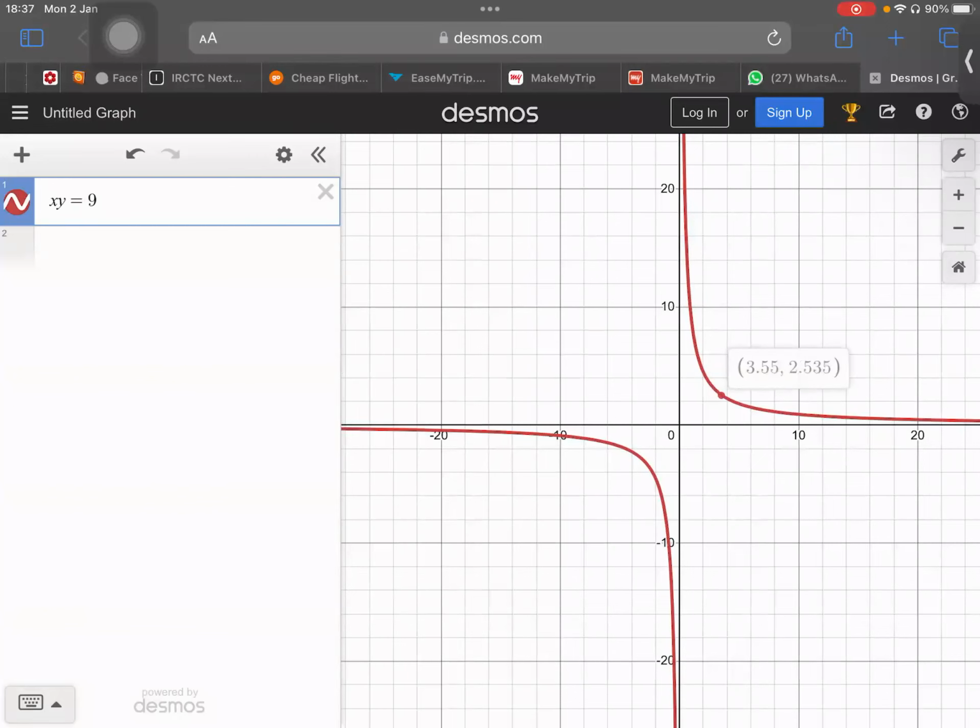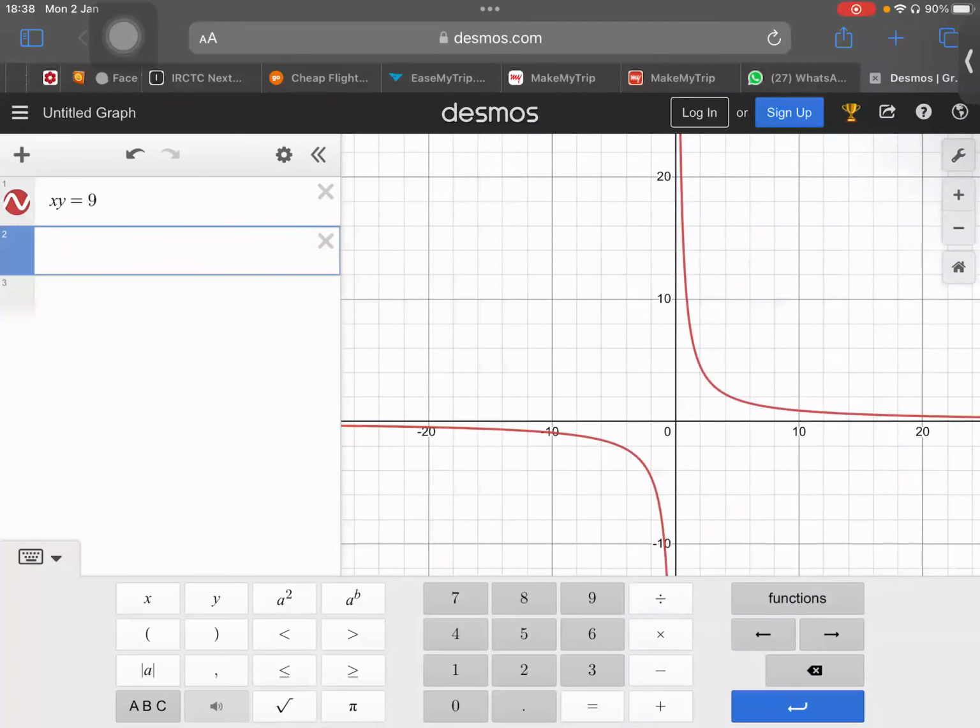Vertex is here. So the vertex will be 3 comma 3, right? Plus or minus, see, it is 3 and 3. So this is the vertex. Can you see this, everyone? 3, comma 3. So that's the vertex.